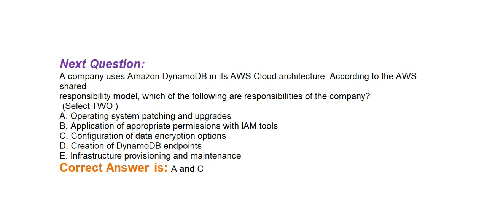Next question is, a company uses Amazon DynamoDB in its AWS cloud architecture. According to the AWS shared responsibility model, which of the following are responsibilities of the company? Select two options. Option A, operating system patching and upgrades. Option B, application of appropriate permissions with IAM tools. Option C, configuration of data encryption options. Option D, creation of DynamoDB endpoints. Option E, infrastructure provisioning and maintenance. Correct answer is option A and option C, operating system patching and upgrades and configuration of data encryption options.